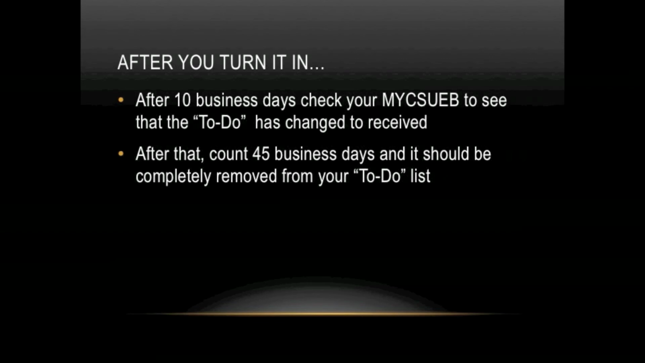After you have mailed and faxed your forms, you count 10 business days and the form should have been received by our financial aid office. To check this, you can log back into your MyCSU EB. When you click on the details of the to-do, the status of your form should have changed from initiated to received. After you have verified that you can count 45 business days from that date, and it should be completely removed from your to-do list.